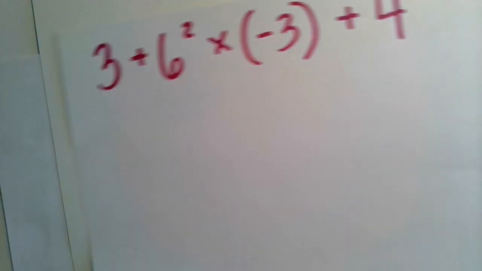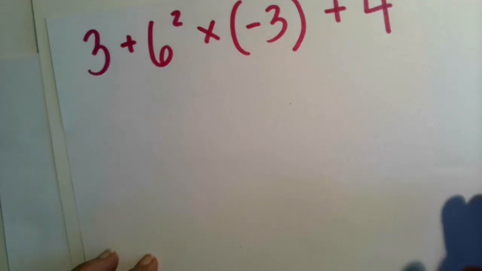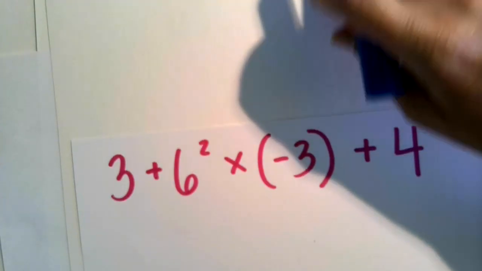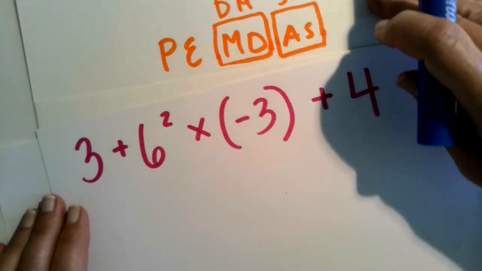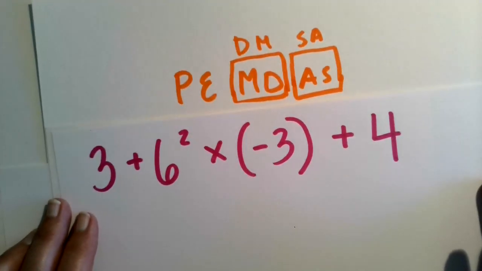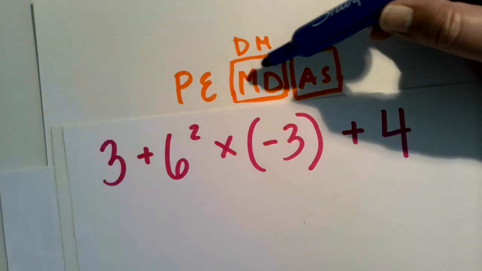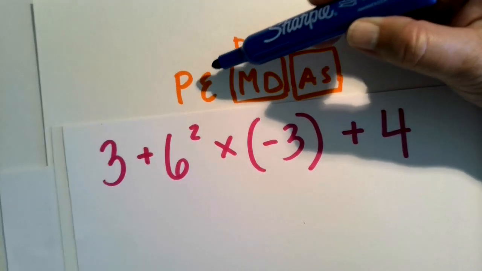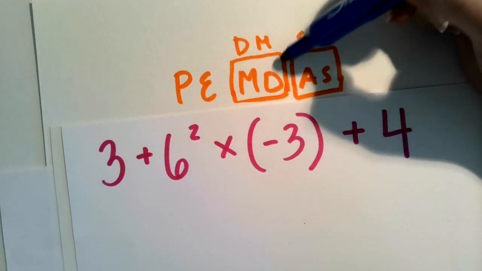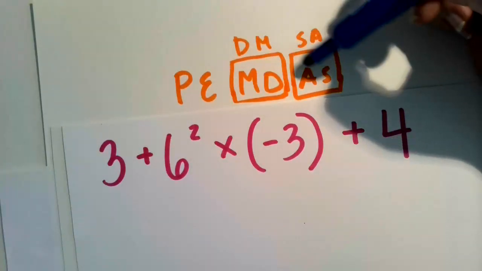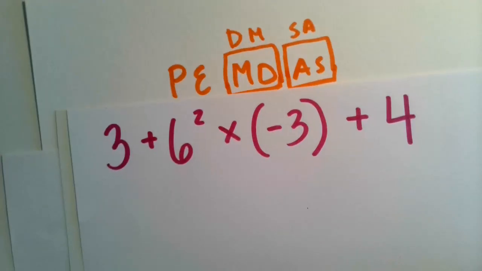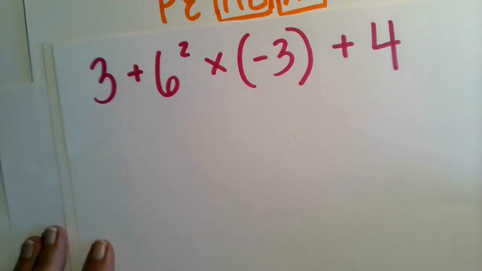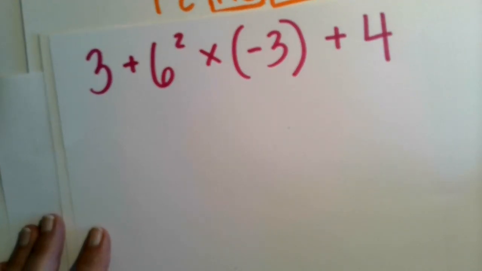Last one, guys, is an order of operations. And you remember the steps on this, PEMDAS. So you've got parentheses and then exponents and then multiplication, whichever comes first, or addition and subtraction, whichever comes first. So write this problem down. 3 plus 6 to the second times negative 3 plus 4.